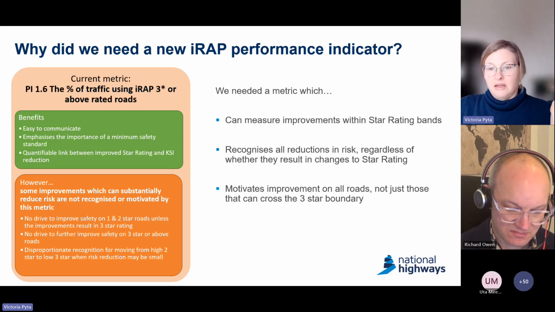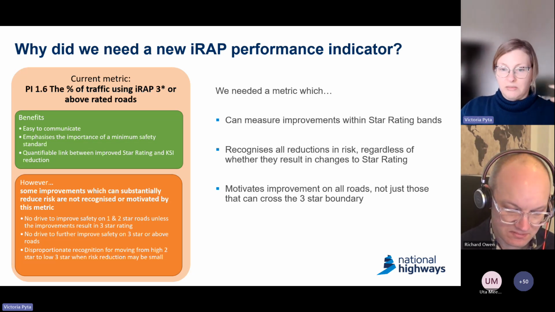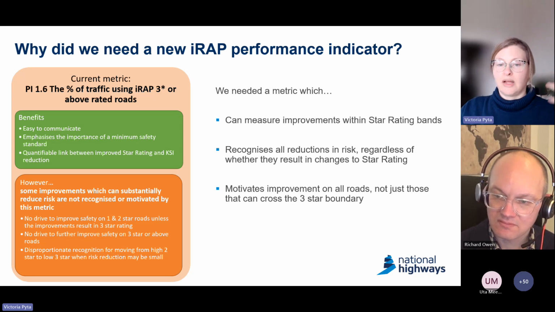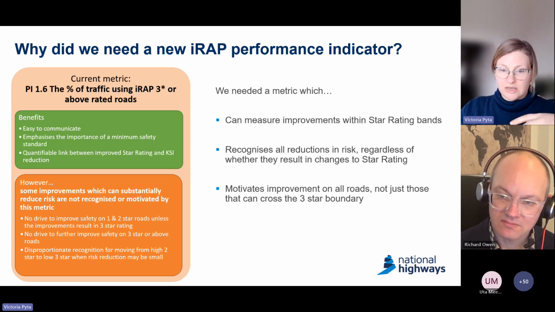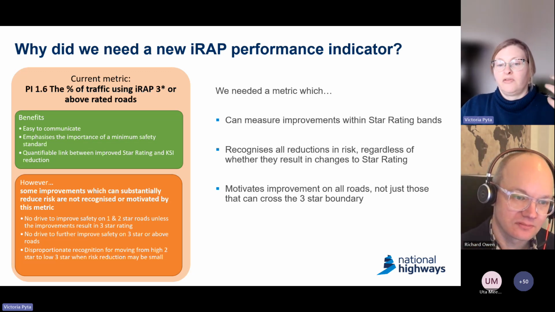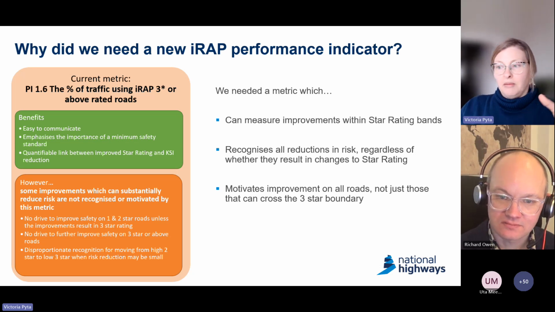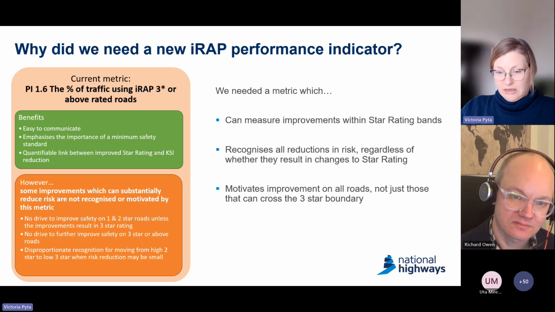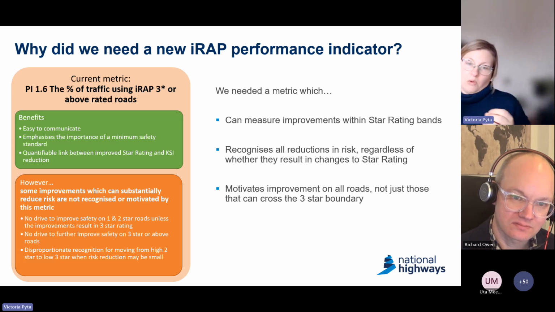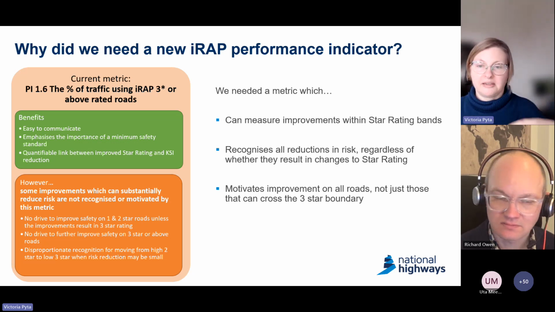But there are some limitations. Some improvements which can substantially reduce risk are not recognised or motivated by the previous metric. So there was no drive to improve safety on 1- and 2-star roads unless the improvements resulted in a 3-star rating. And there was no real drive to further improve safety on roads that were already rated 3-star or above. And similarly, there was a disproportionate recognition for moving from what might have been a high 2-star to a low 3-star, when the actual risk reduction from that might not be that great.